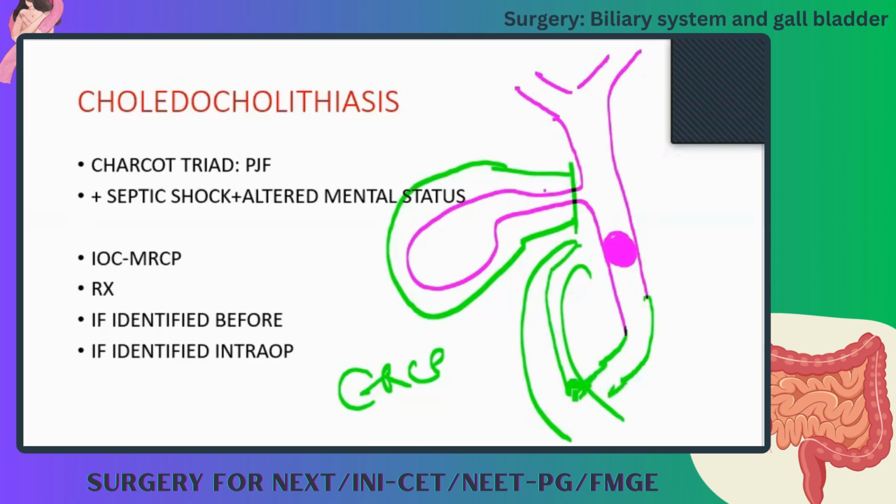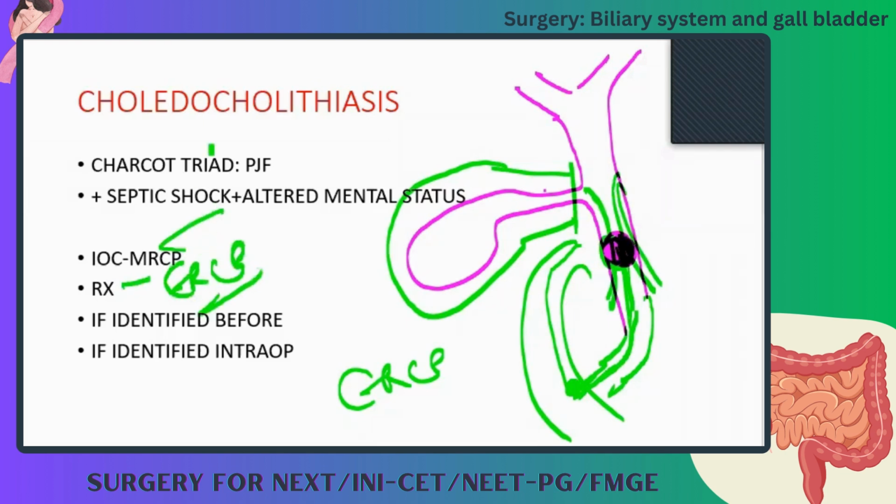We open the sphincter of Oddi. Through the sphincter of Oddi, we go inside. Most of the time these are very small, tiny stones. We can just bring them out, or we will put a small biliary stent here. So the treatment is ERCP. Okay, that is one option.